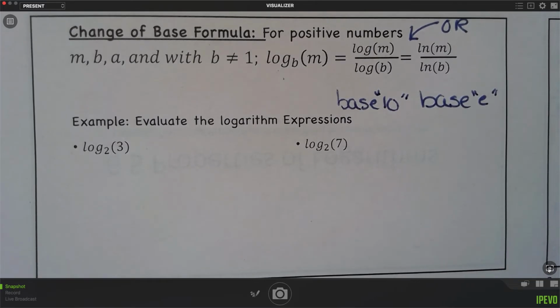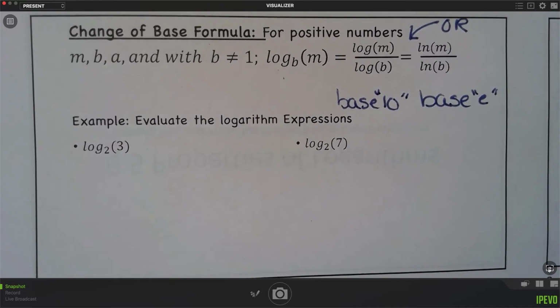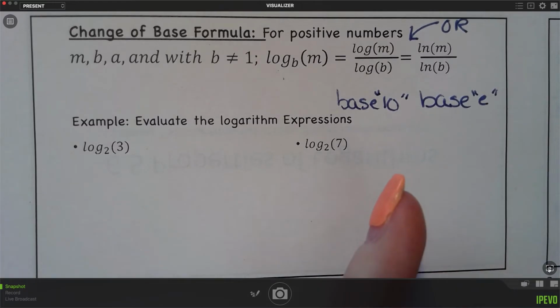With a newer calculator, I can put a different base in. But honestly, I never use it because this is so easy to do. This is not a hard formula to use, is it? No. I don't even bother with the buttons. I just do the division.